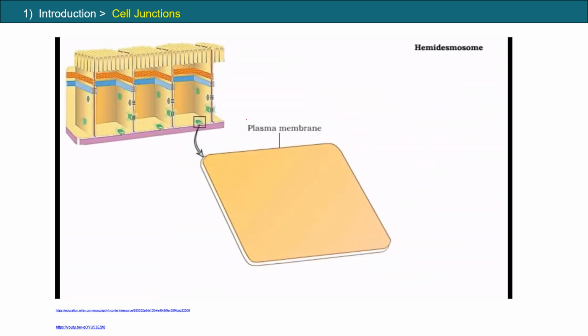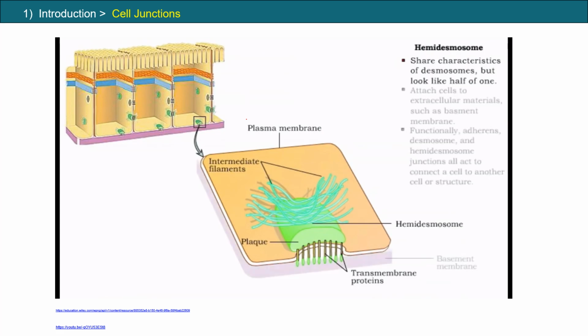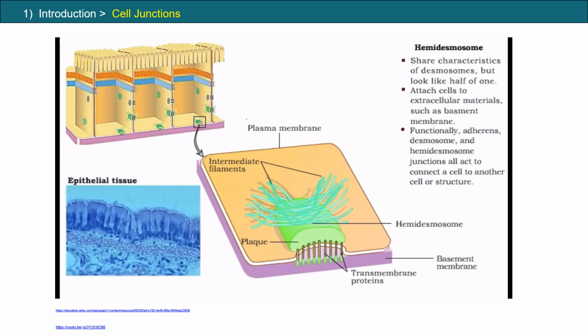The hemidesmosome, or half-desmosome, provides strong attachments between cells and other extracellular materials, such as the basement membrane of epithelial tissues. Hemidesmosomes are most abundant in tissues that undergo constant frictional or abrasive forces.